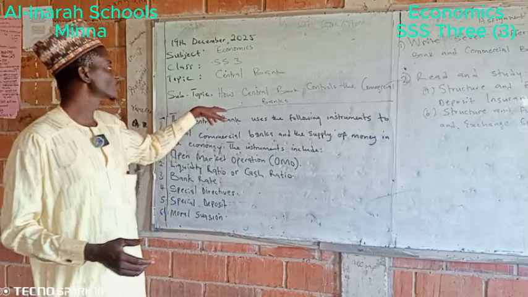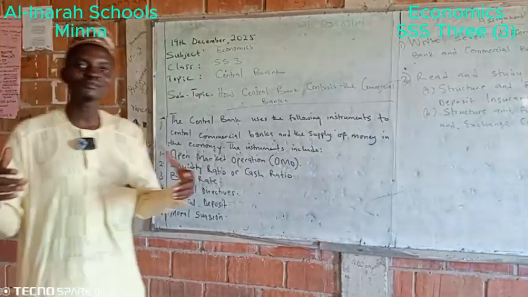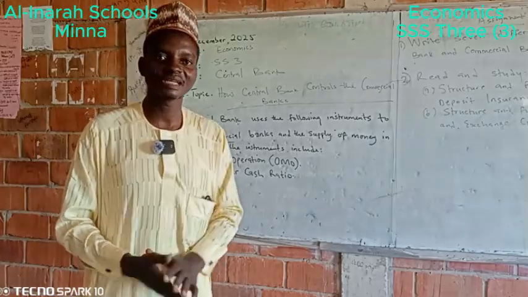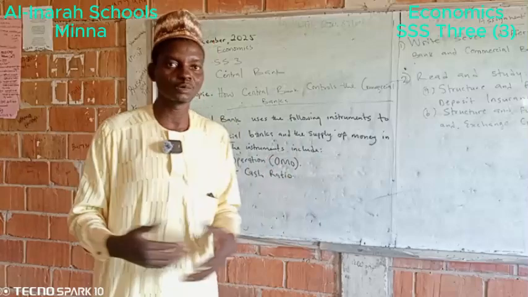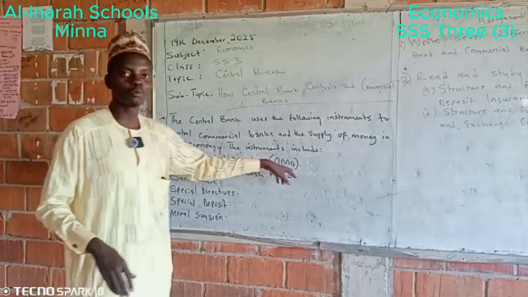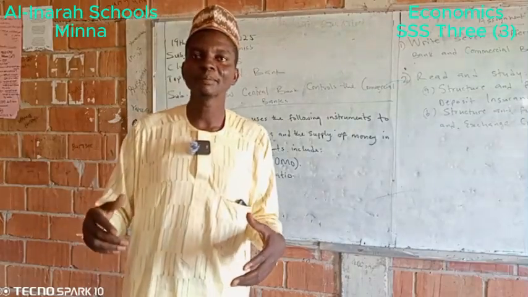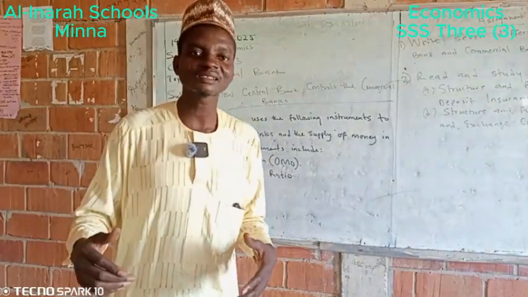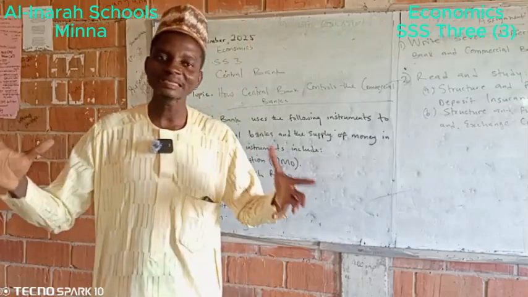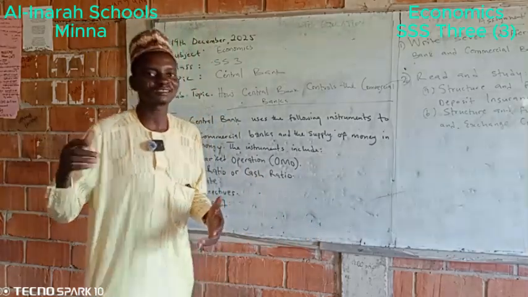Today, we are going to look at how central bank controls the commercial banks. There are several ways central bank uses in order to control the commercial bank and even the economy as a whole. One of it is open market operation, the acronym OMO. This is where the central bank sells or buys government securities in order to expand the volume of money in circulation or reduce the volume of money in circulation.